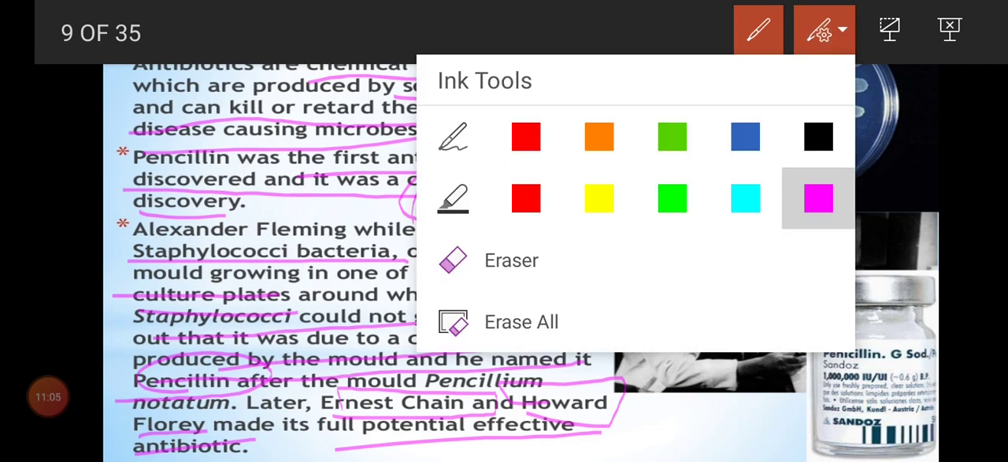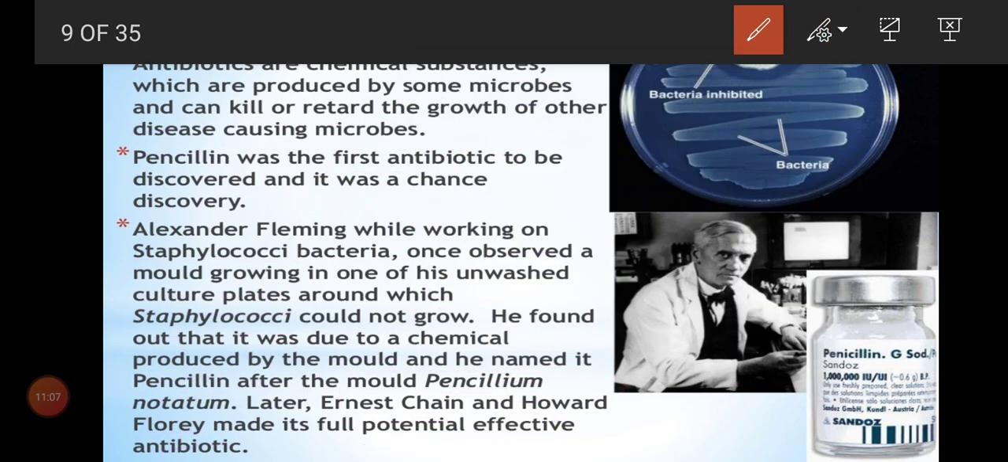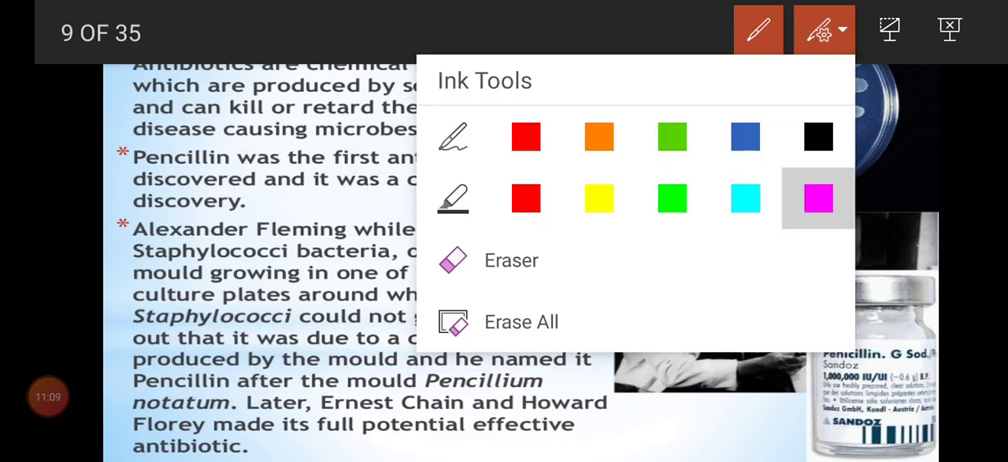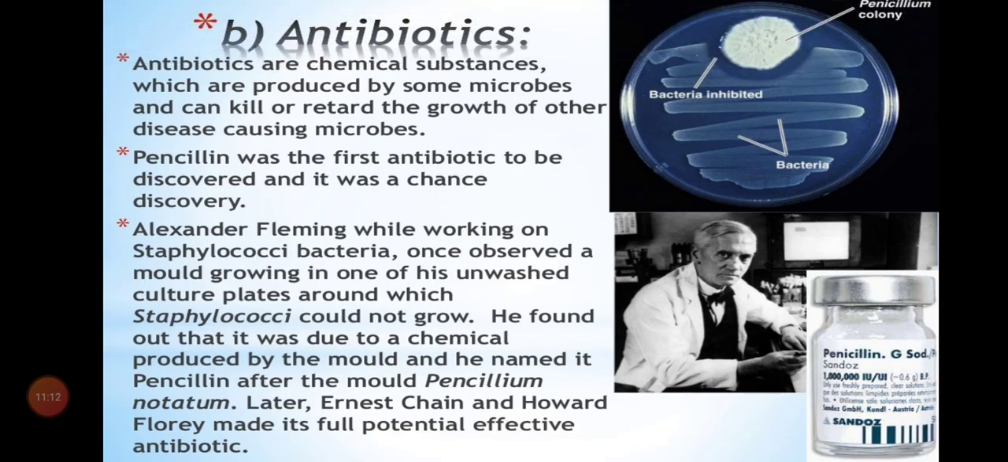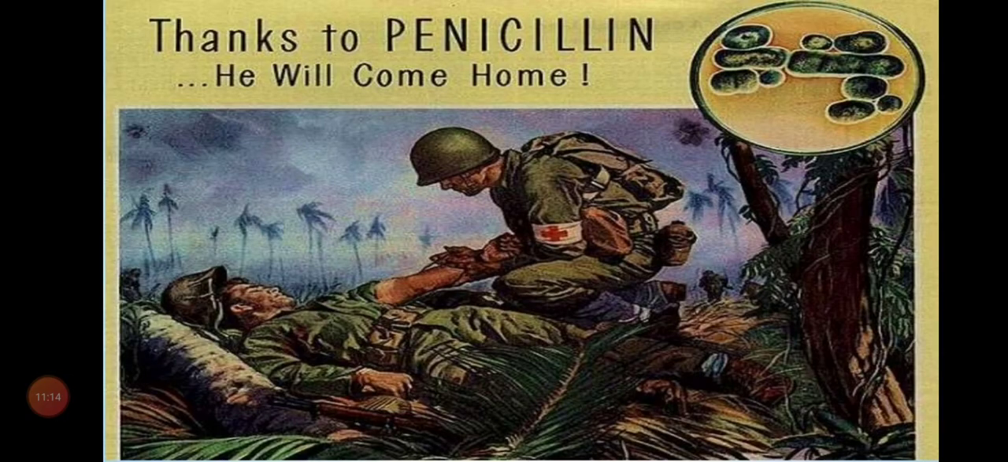Now I think this is the structure of penicillin. So next we'll move on. It was discovered in the World War time. It was very useful for the soldiers who were affected by disease. That's why the picture was given: thanks to penicillin, he will come home. Because of that, so many people got their lives back.